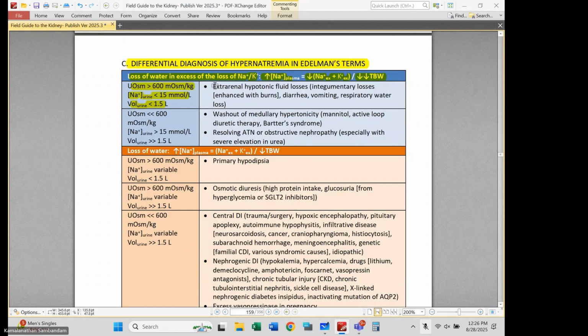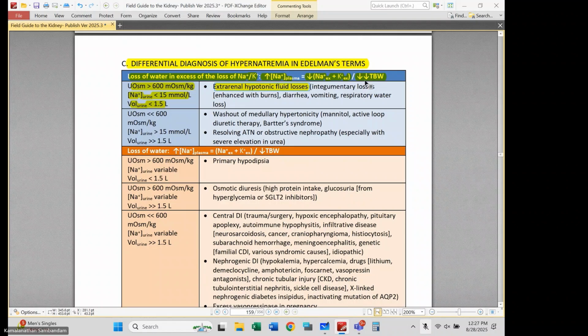What are examples of this? These are scenarios in which I have extrarenal hypotonic fluid loss. Hypotonic means more water than salt is in this fluid. So if I apply that to this quotient, right?